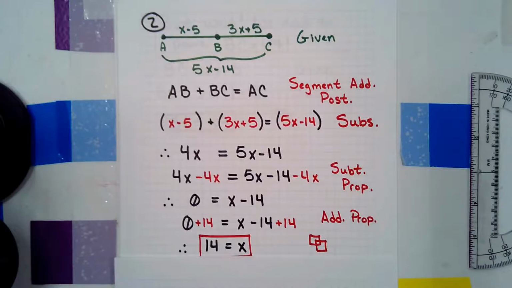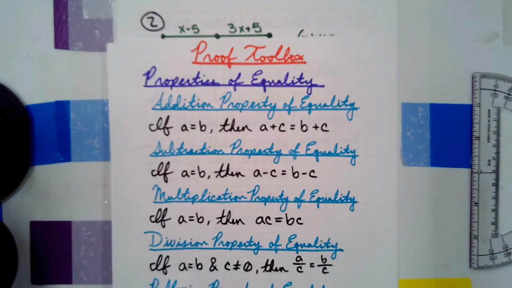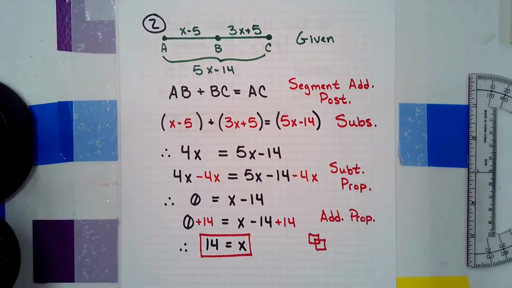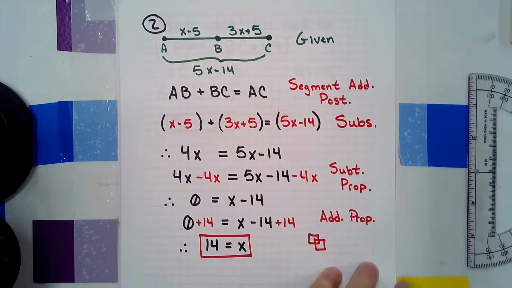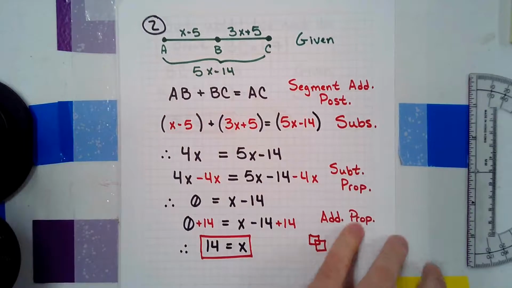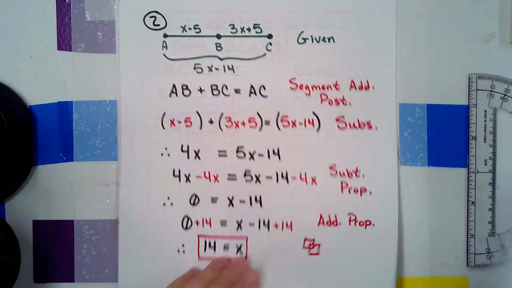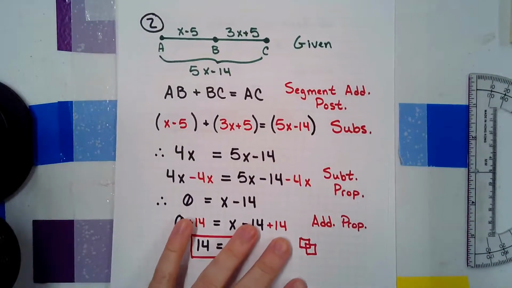It makes sense. You can do it different ways. These are the real rules. PEMDAS is a lie. All right, so that's that on that. That's segment addition postulate. You need to start out with segment addition postulate and then work your way down to some algebra.